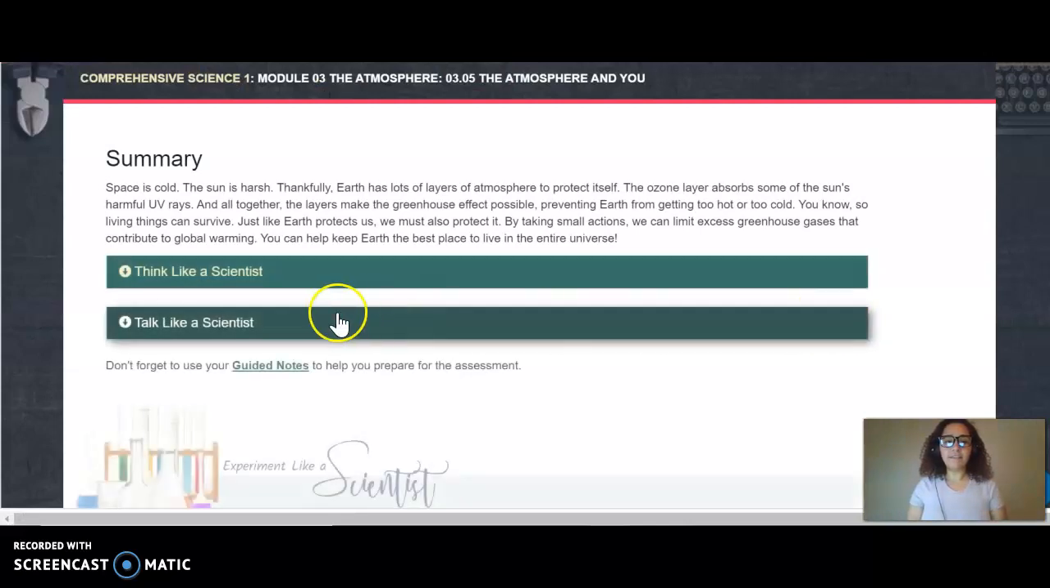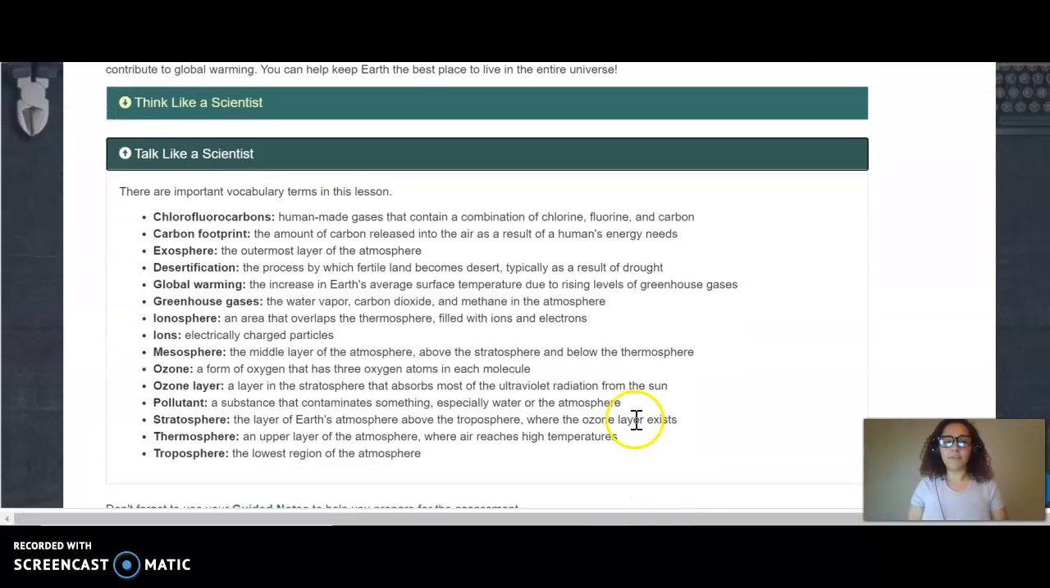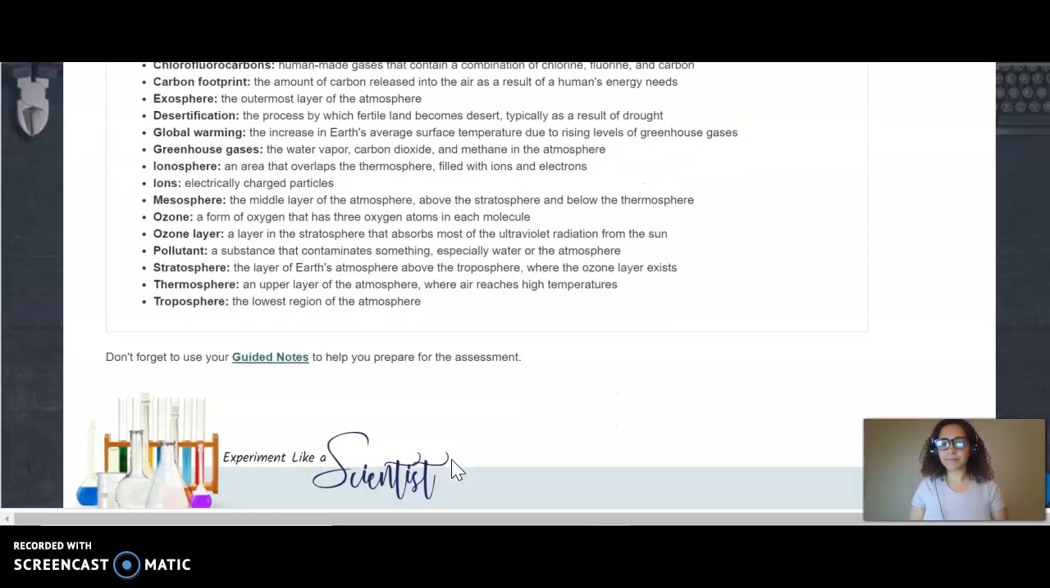When you get to the end of the lesson, you're going to want to open up the Talk Like a Scientist because there were a lot of vocabulary words this week. And these vocabulary words will also give you a little bit of a head start on the different layers of the atmosphere so you can have that information ready for the module exam. So I would really recommend opening this up and copying everything over.